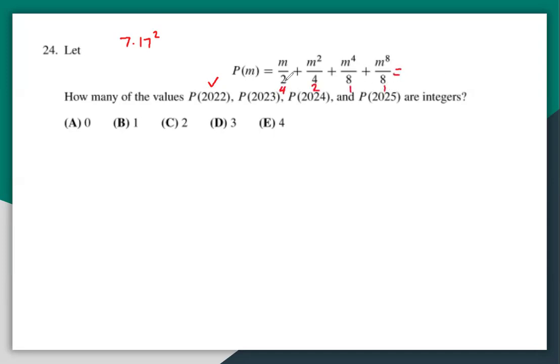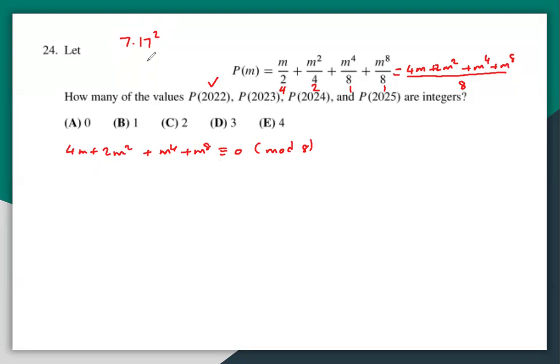So this entire expression would be 4m plus 2m squared plus m to the 4th plus m to the 8th, right? And then this all divided by 8. So we want to find this to be an integer. Another way of writing this: we can just say 4m plus 2m squared plus m to the 4th plus m to the 8th has to be congruent to 0 when you divide by 8. So if this is achieved, then we are good.